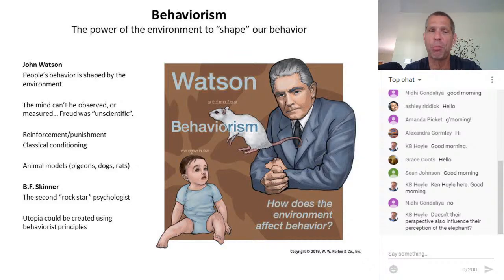The second approach, an early approach to studying human beings, looked at how our environment shaped our behavior. It was led by a fellow named John Watson, who thought that really we were all blank slates, and the difference between people depended upon how their environment shaped them through rewards and punishment.